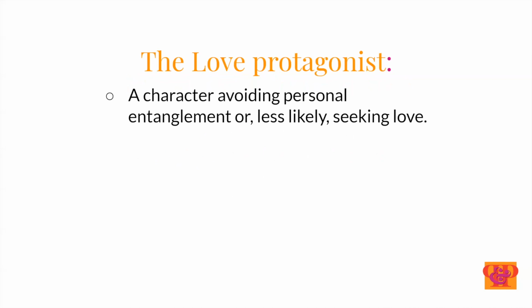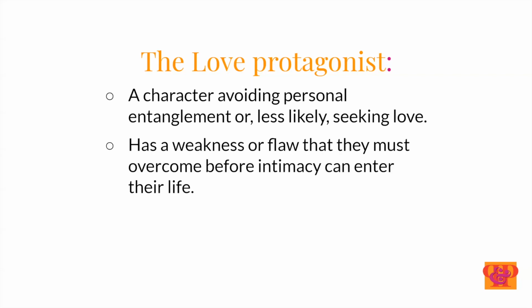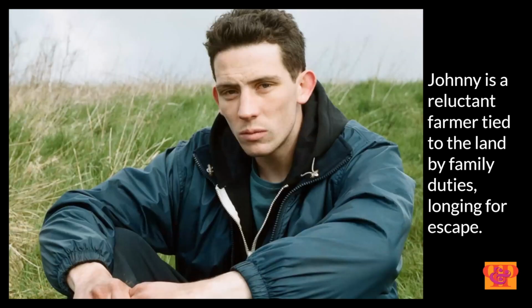The protagonist in a love story is usually the character avoiding the entanglements of love, and it's really less common to find a protagonist actively seeking love. The protagonist has a weakness or a flaw that they have to overcome before intimacy can enter their life. Maybe they're selfish, they're misinformed, or they have all their priorities screwed up. The protagonist of God's Own Country is Johnny. He's a reluctant farmer tied to the land by family responsibilities, and he's longing for escape, and he's avoiding intimacy.